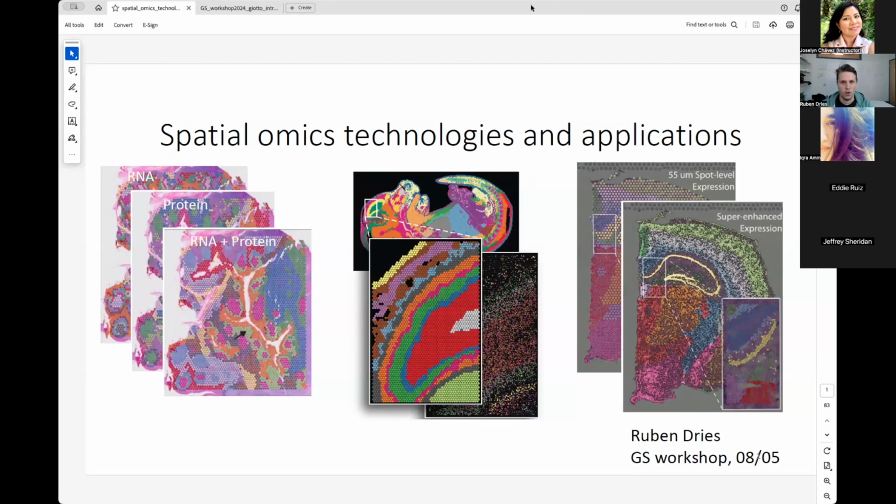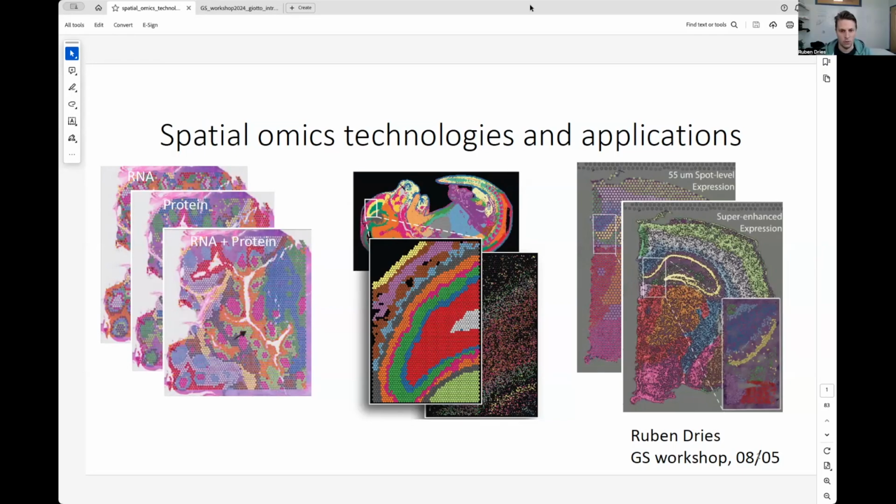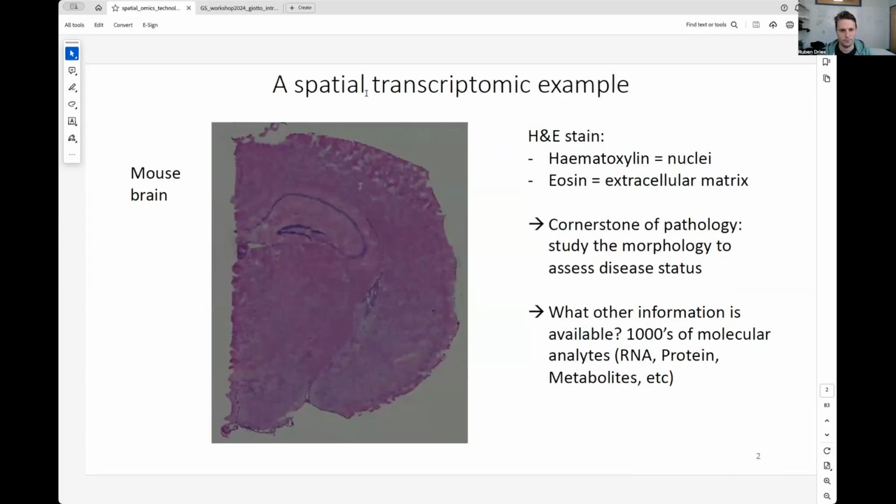So I think the reason why we want to start slow is we did ask everyone that registered for this specific workshop what their experiences were and what they wanted to learn, and there was a really big variability. Some of you had almost touched upon every single technology, and others had no previous experience. So I just want to give you a quick idea about what the different spatial omics technologies are and the different applications you can do.